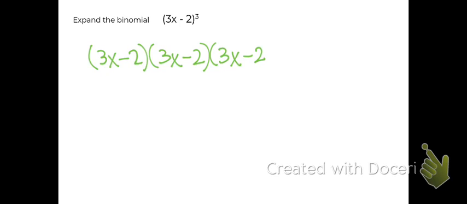Here we're going to expand this binomial using Pascal's triangle. So instead of just taking 3x minus 2 and multiplying it by itself 3 times, I'm going to show you an alternative method. So let's look at Pascal's triangle. First, we need to know which row we need to focus on, and that's always going to be the exponent. So we're going to look at row 3.